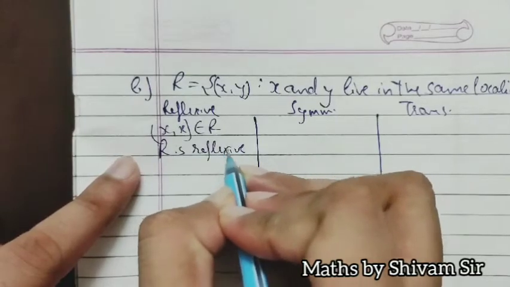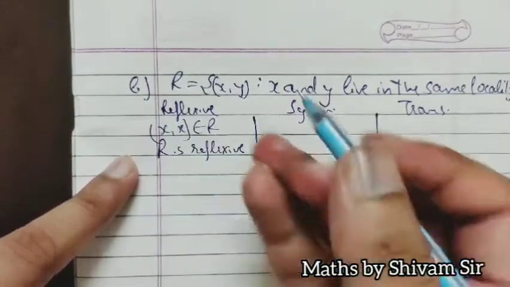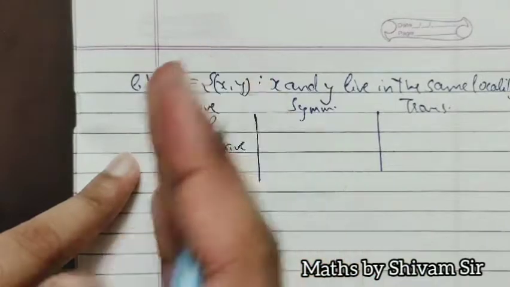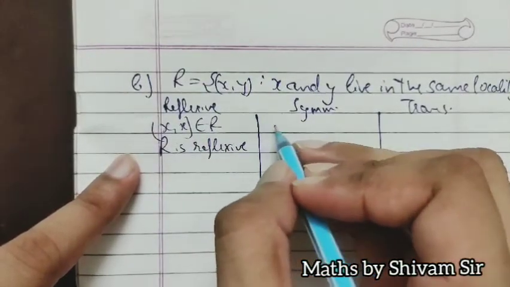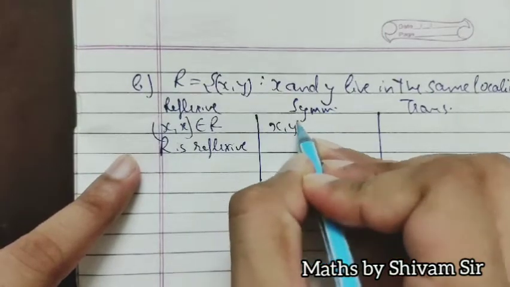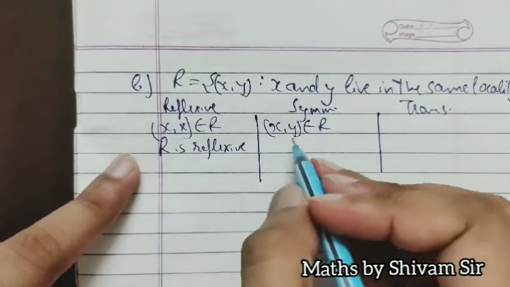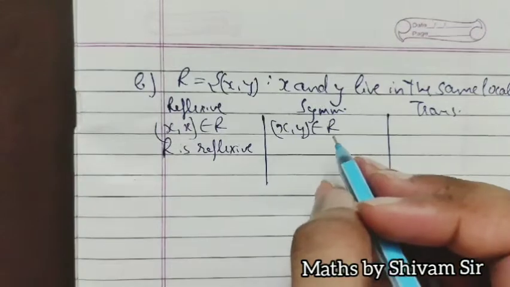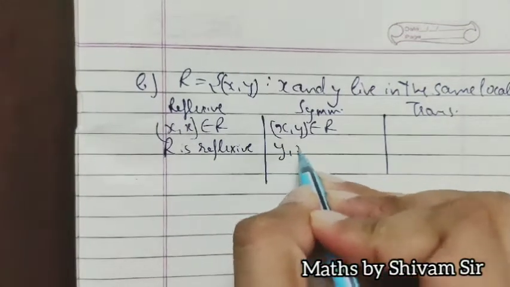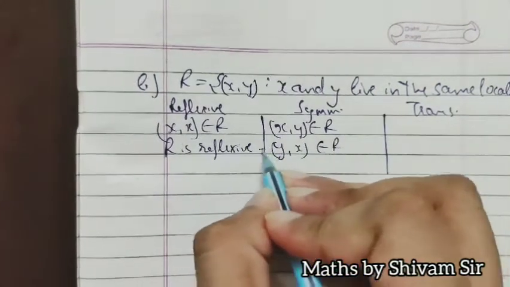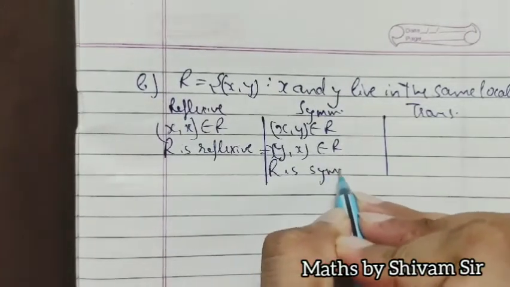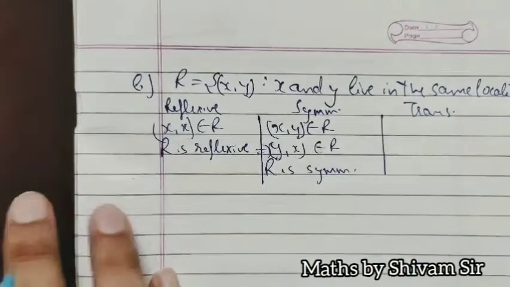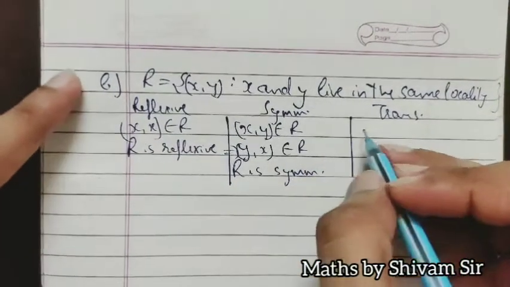Simple, right? (1,1) will belong to the same category, (2,2) will belong to the same place. Let's check it for symmetric. If we consider (x,y) belongs to R, there are two persons x and y, both living in the same place, so y and x will also be living in the same place. So this implies R is symmetric.